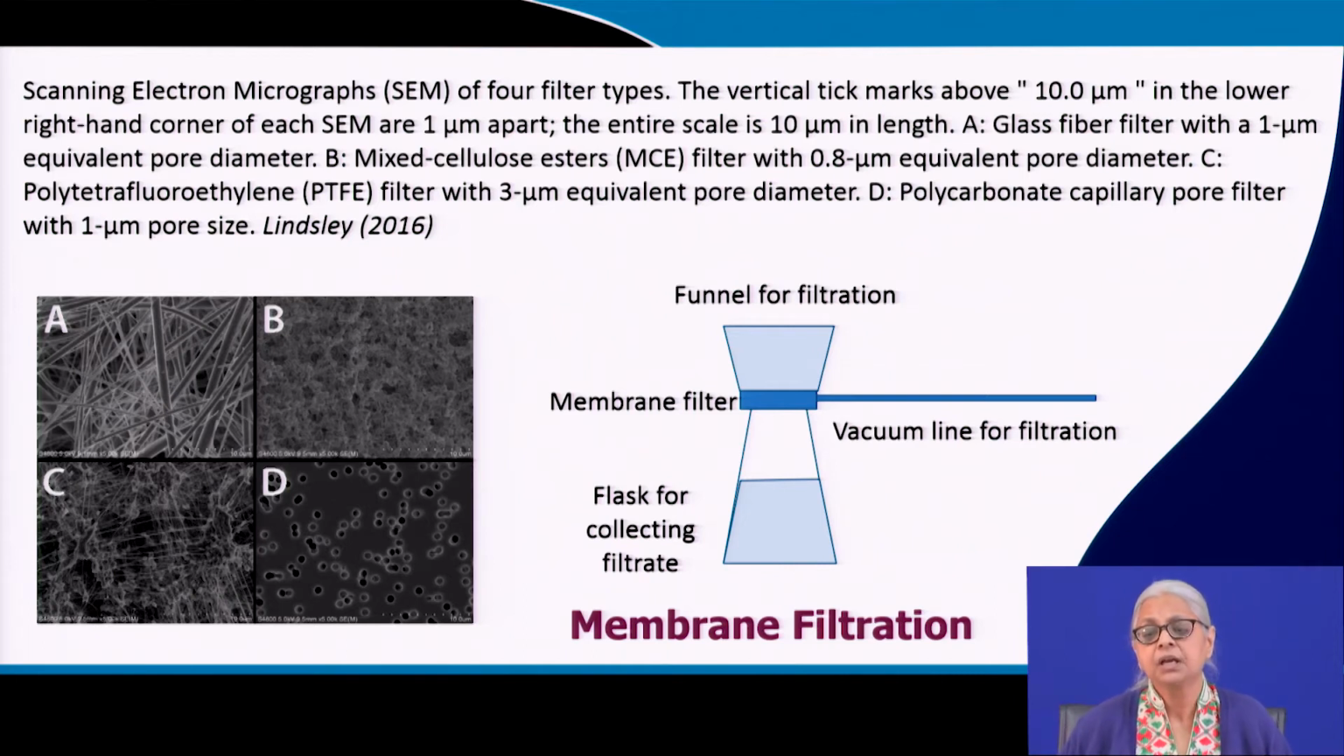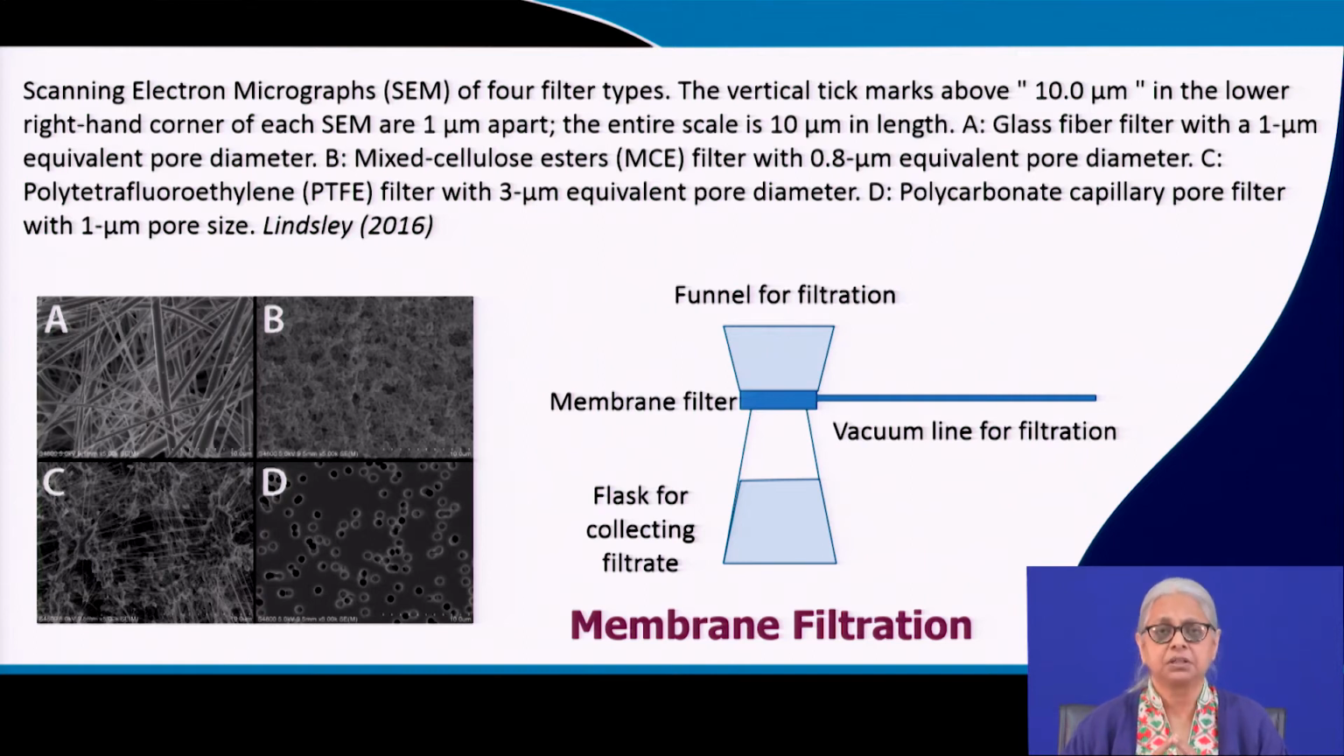This one has a pore diameter of 1 micron. They are generally more than that. They are 1.5, 2 micron pore diameter, average pore size. Then we come to mixed cellulose ester filters. This one in particular has 0.8 micron pore diameter. Now, equivalent pore diameter, I'll come to this idea again.